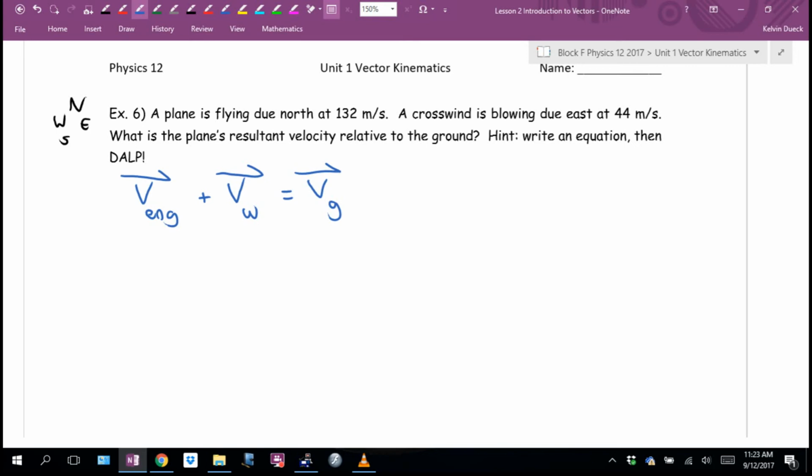Alec, my friend, can you read to me the first vector, magnitude, and direction? 132 meters per second north. North. So I'm going to draw a line like that. I'll label it 132.